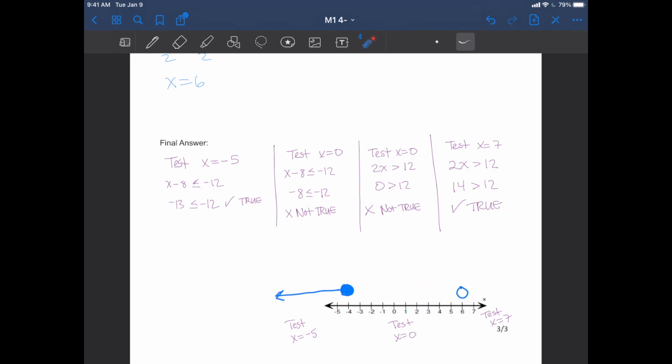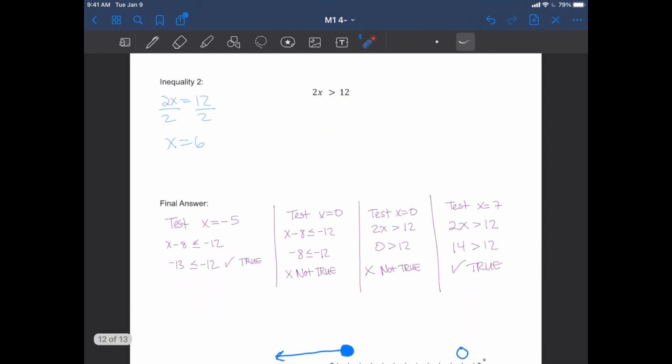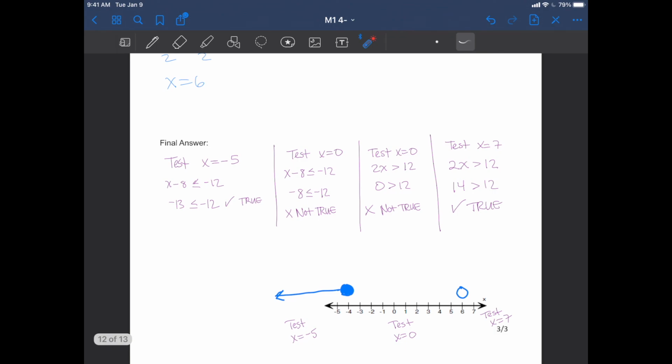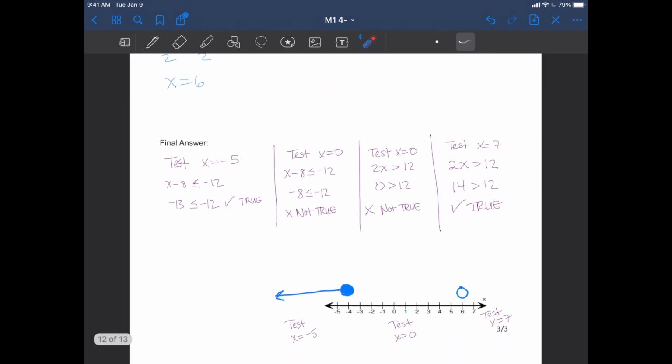Now I'm going to check x equals 7. I don't need to check x equals 7 for the first inequality, x minus 8 is less than or equal to negative 12, because it is related to the second inequality instead. So x equals 7. 2 times 7 is 14. 14 is greater than 12, so I can shade the other way.